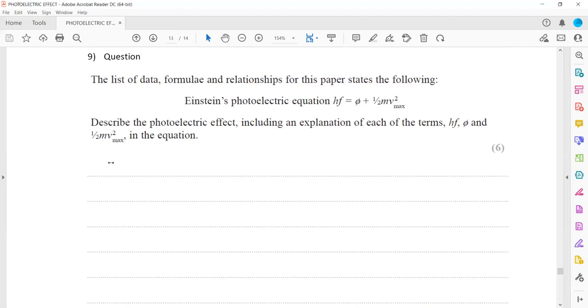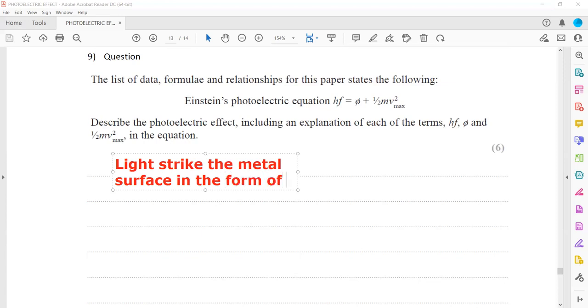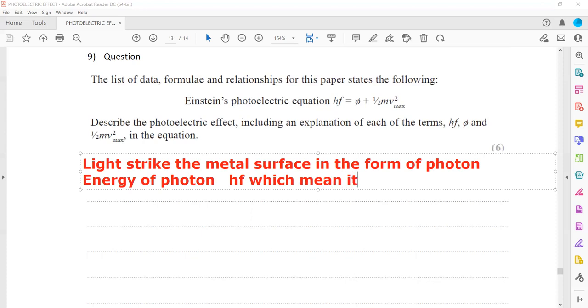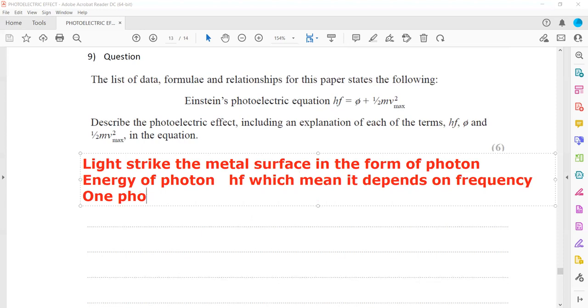So when we write the answer for this, the first thing: light travels and strikes the metal surface in the form of photons or particles. That's one thing. Then the energy of the photon is given by the formula hf, which means it depends on the frequency. The energy of the photon depends on the frequency of the light. Then one photon can interact with one electron.